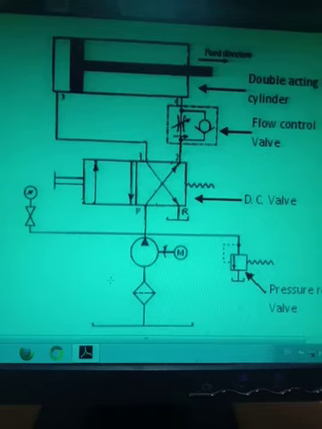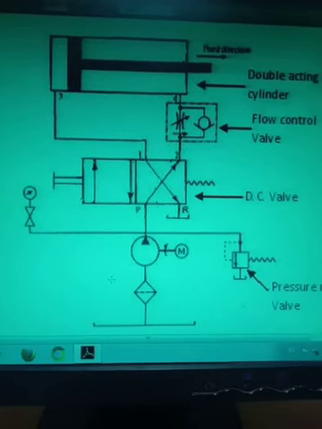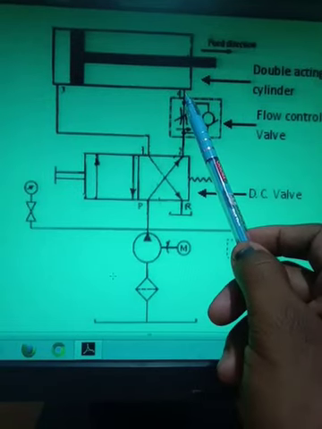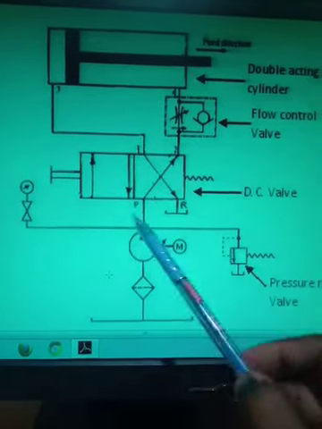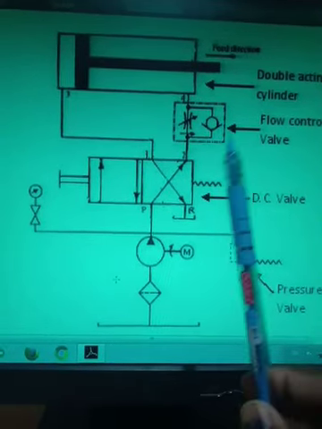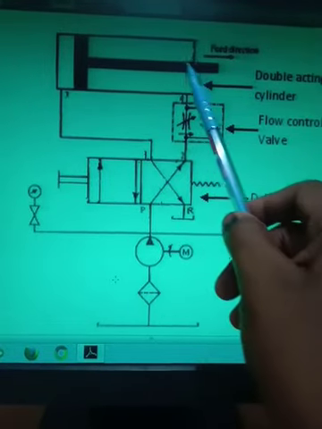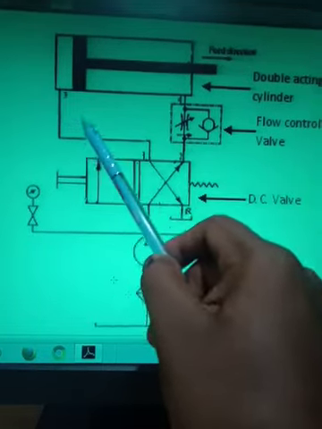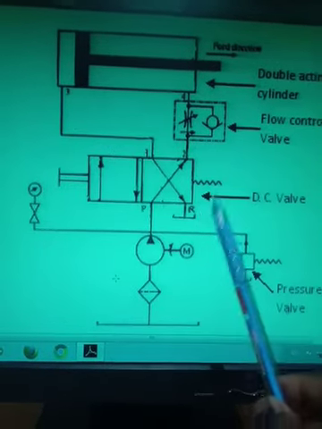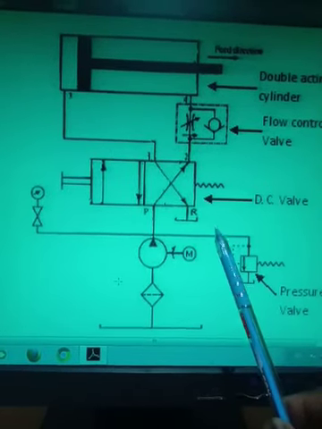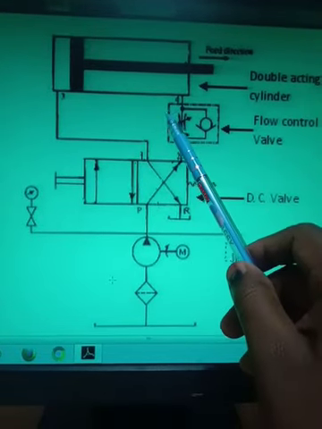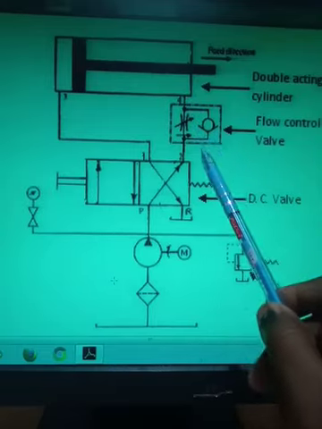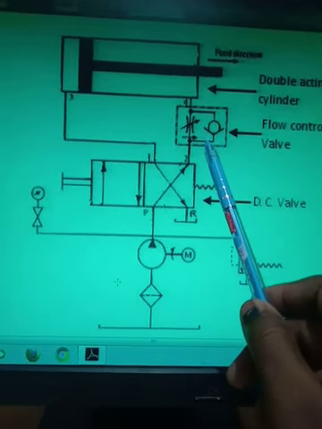Our double acting hydraulic cylinder is there, that is the actuator. This is the A part of the actuator and this is the B part of the actuator. Now you can see the difference. In case of meter in hydraulic circuit, the pressure compensated flow control valve is provided at the inlet of the actuator. But in this meter out hydraulic circuit, you can see the pressure compensated flow control valve is provided at the outlet of the actuator.